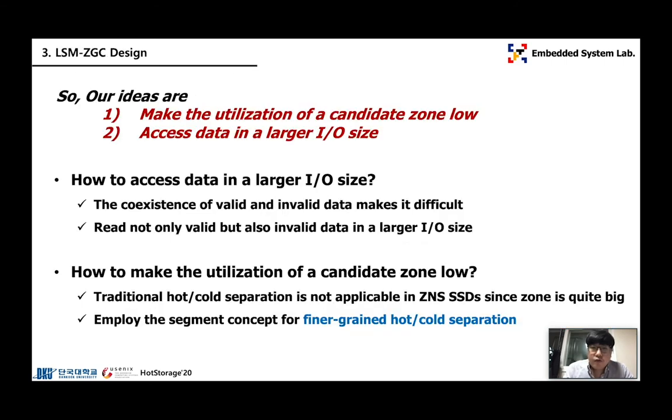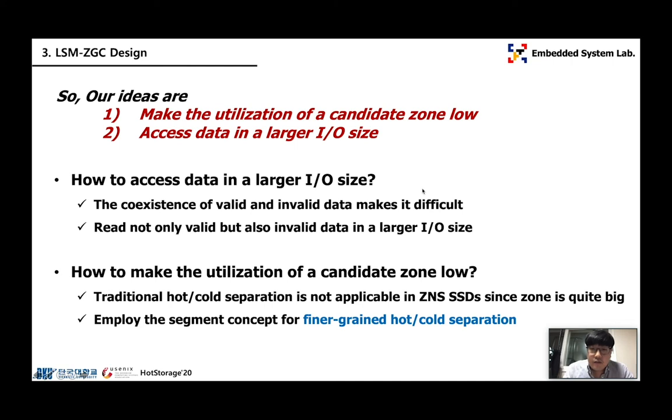Based on our two motivations, we design a new zone garbage collection algorithm. We call it LSM-GC. Our key idea is making the utilization of a candidate zone low and accessing data in a larger I/O size.